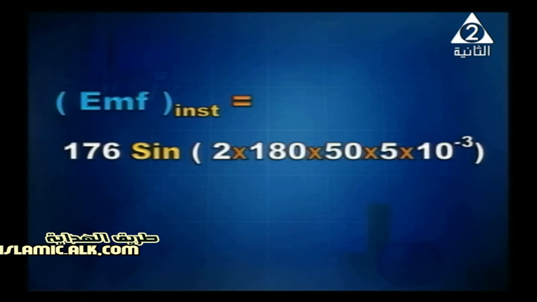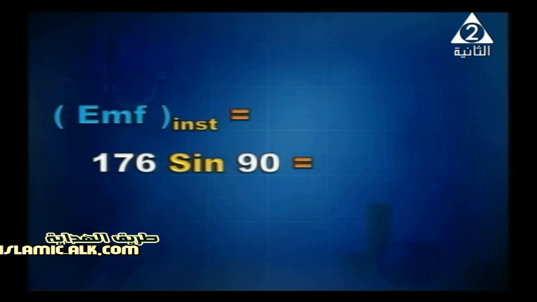2 pi ft. 2 times pi here is equal to 180. F frequency, 50. And time given 5 milliseconds. So 5 times 10 to the power of negative 3. So the instantaneous is equal to 176 sine 90. Sine 90 equals 1. So it is maximum. So it is the maximum EMF.